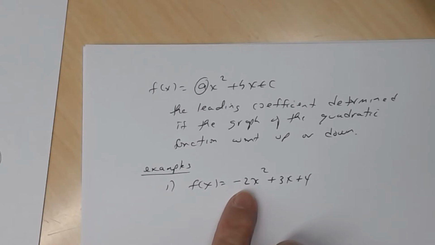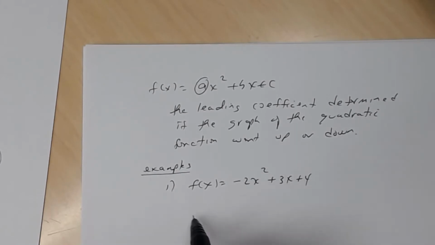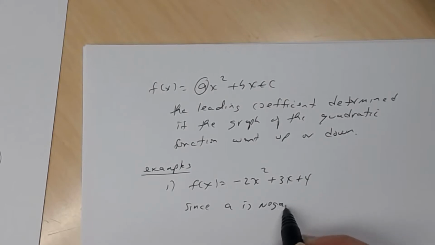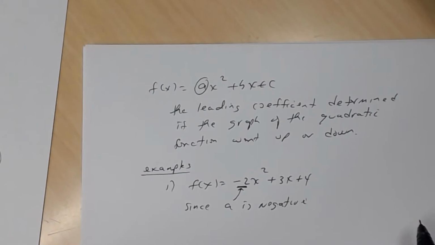The parabola opened down because the leading coefficient here was negative 2. So since a is negative, remember that's called the leading coefficient. Since a is negative, the parabola, the graph, opens down. All right, so it looks something like this.